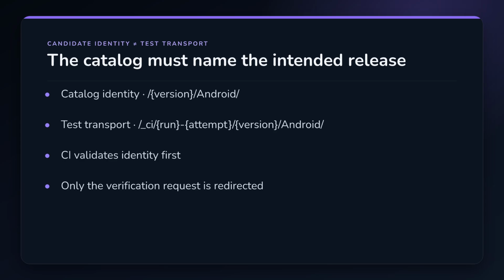If we rewrote those URLs to the quarantine folder, we would no longer be testing whether the catalog names the intended release. CI solves that in 2 steps. First, it checks that every URL names the expected release number and platform. Then, only for the download test, it redirects the network request to the matching bundle in quarantine. The catalog keeps its real identity, while Unity still downloads the exact bytes we just uploaded.